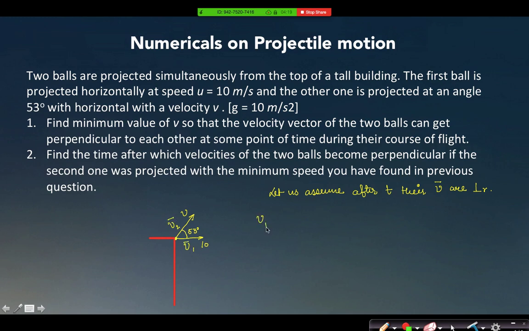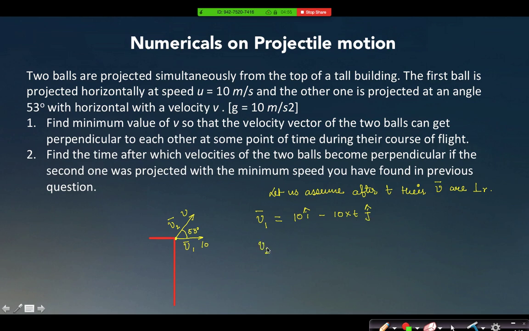In vector notation, if I have taken the horizontal to be the x axis and vertical to be the y axis, v1 vector is 10 i cap minus 10 t j cap. Everyone should understand this. Why have I written that? Because its x component remains constant, so it is 10 i cap as it is. And the y component will be u minus gt, but here the initial y component is 0, so it is only minus gt.